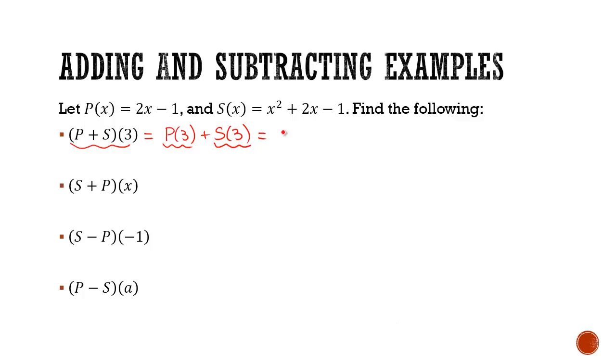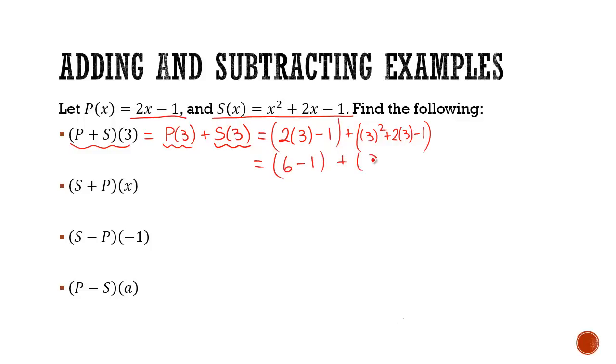So p of 3 would be the p function evaluated at 3, and s of 3 would be the s function evaluated at 3. So you've got 6 minus 1, and then you've got 9 plus 6 minus 1. So that's 5 plus 14, which is 19.